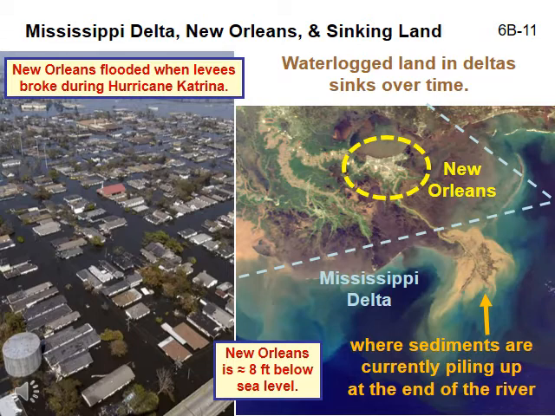In addition, the land of a delta sinks over time. Water in the deeper sediments is slowly squeezed out by the weight of the sediments above, and the sediments above sink down and fill in the space previously occupied by the water.